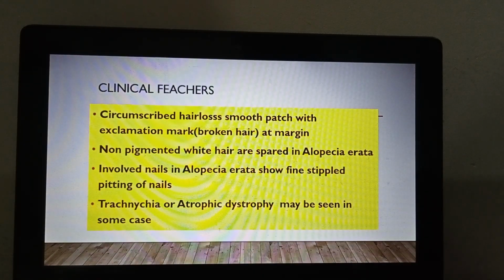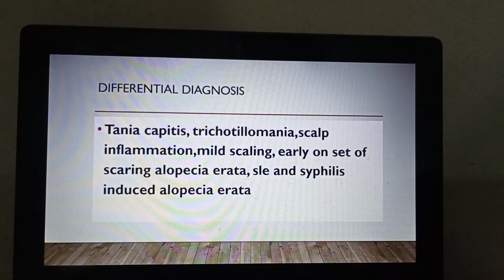Clinical features. Clinical features are circumscribed hair loss, a smooth patch with exclamation mark hairs, or you may say the broken hair sign, usually seen at the margin. Non-pigmented white hairs are spared in alopecia areata. This is very important. It means alopecia areata usually affects pigmented hair. Those hairs which are non-pigmented will not be affected. Involved nails in alopecia areata show fine stippled pitting. Trachyonychia or atrophic dystrophy may be seen in some cases.